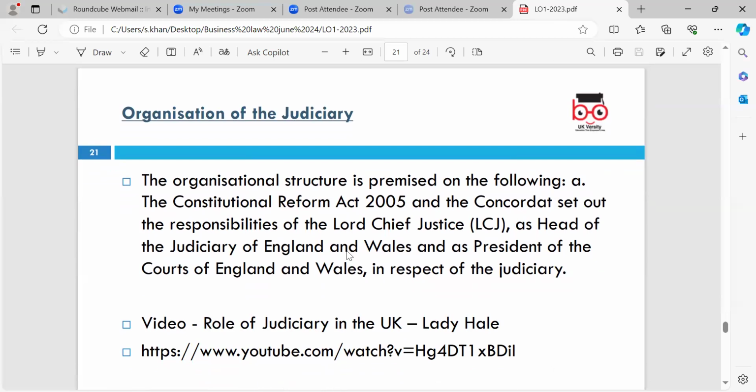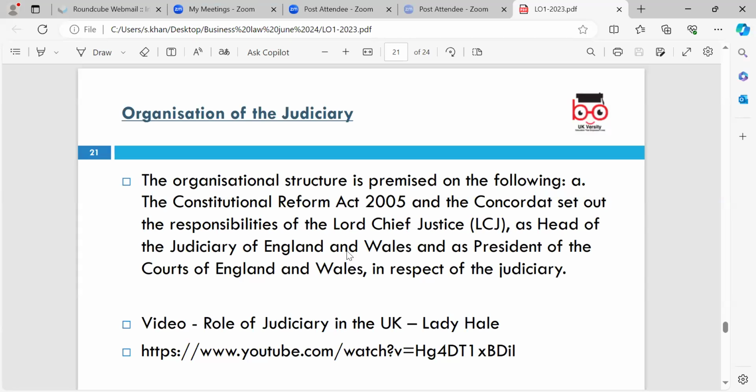Organisation of the judiciary. The organisational structure is premised on the Constitutional Reform Act and the concordat, which set out the responsibility of the Lord Chief Justice as the head of the judiciary. As one of the three branches of government, the judiciary works alongside the executive and legislature to uphold the laws. The judiciary's role is to ensure laws are properly implemented. It does this by interpreting the law and then enforcing it.